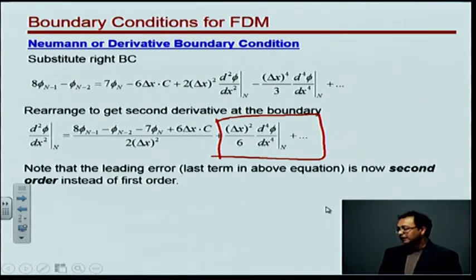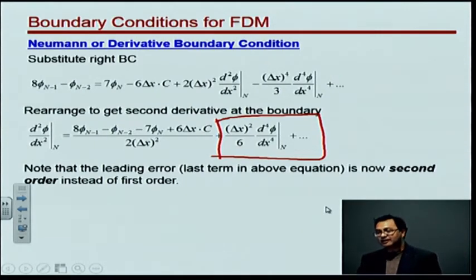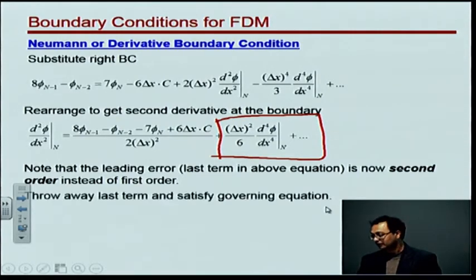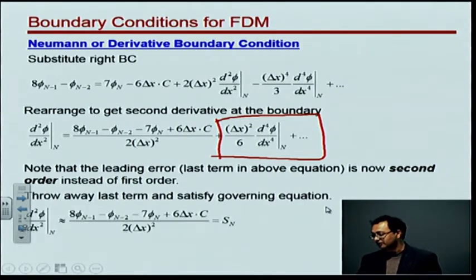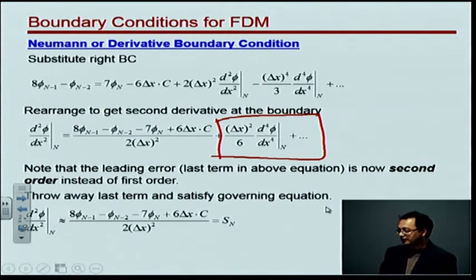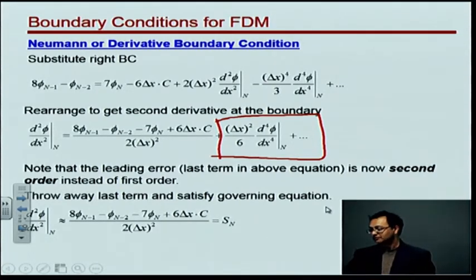So the leading order error term is second order, which means that we now have a second order accurate finite difference approximation at the last node. Okay. And now you throw away that error term and satisfy your governing equation. So d square phi dx square at n is equal to Sn. So that gives you that.